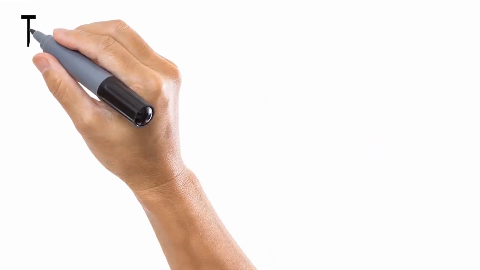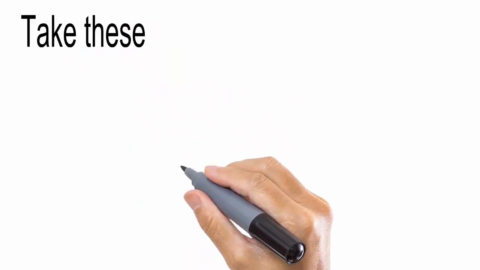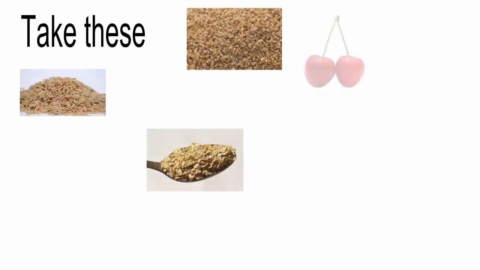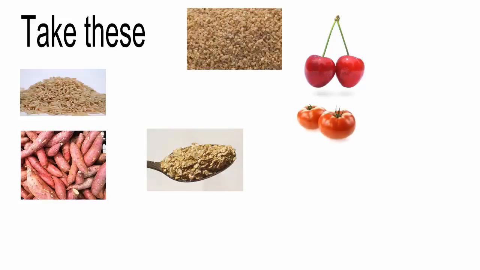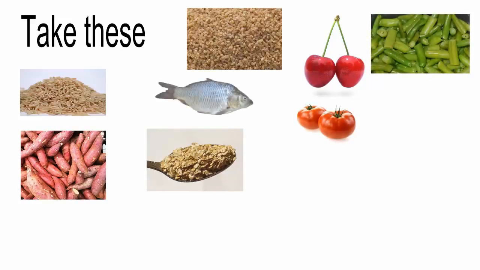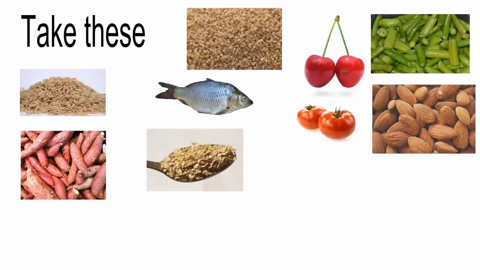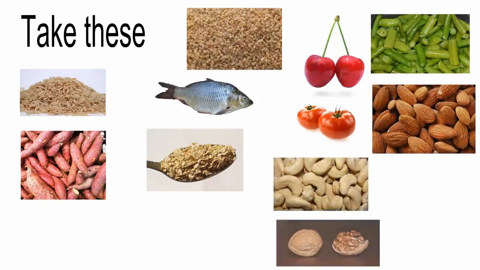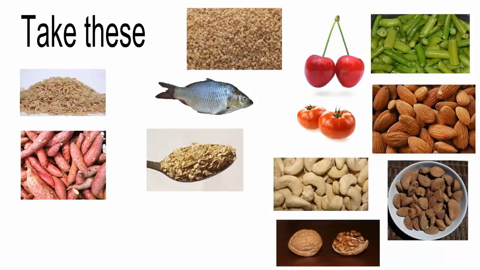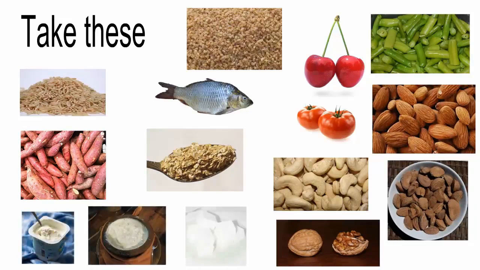Now we will talk about diet for hypothyroidism. What you should eat: whole grains like brown rice and bulgur, that is called dalia, also oats and so on. You should eat cherries, sweet potatoes and tomatoes also. There are some beans you should take, fish you may take, and especially you should take nuts like almond, cashew, walnut and Brazil nuts. If you can find Brazil nuts, these are very advantageous compared to other nuts. And you should take yogurt, curd, and cottage cheese.